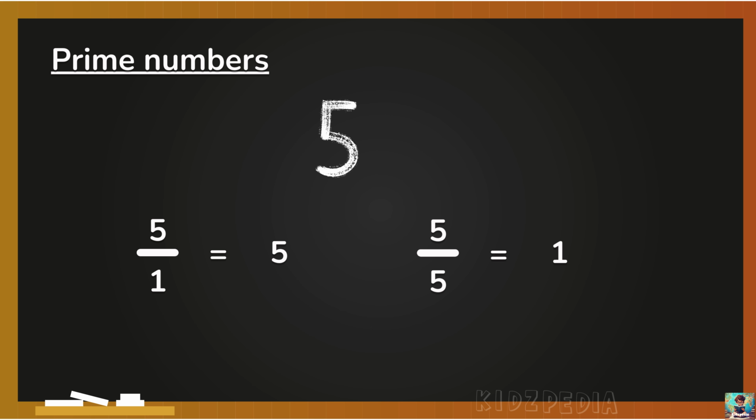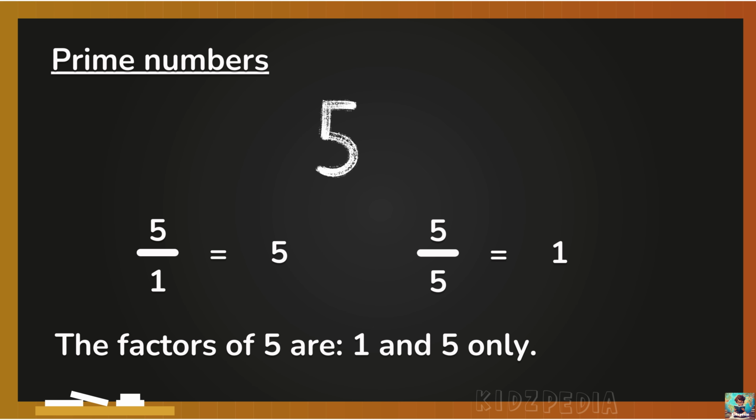For example, 5 is a prime number because it can only be divided by 1 and 5, that is itself. If we try to divide 5 by any other number like 2, 3 or 4, the result won't be a whole number. It won't divide evenly. So, the only factors of 5 are 1 and 5.